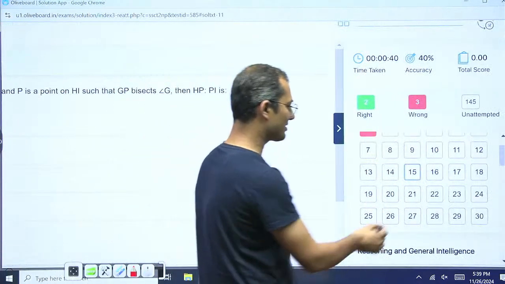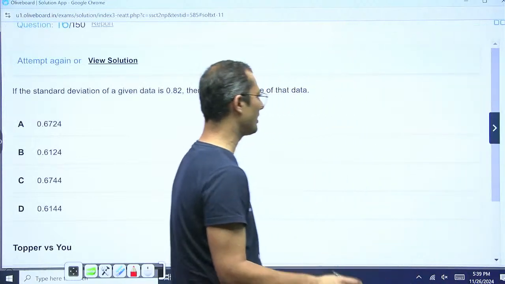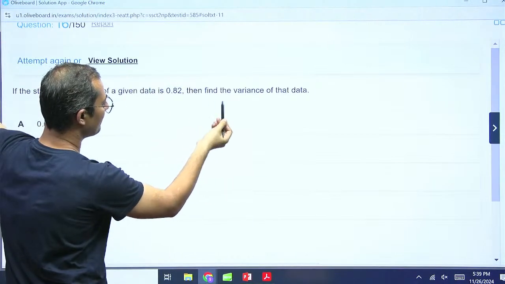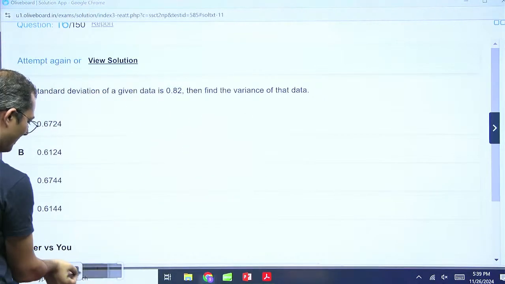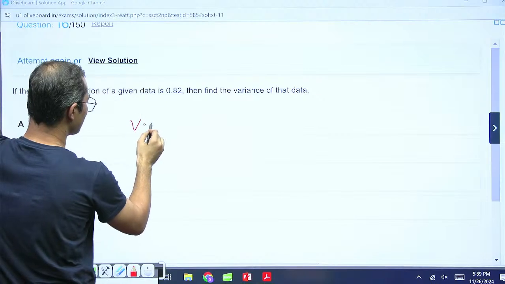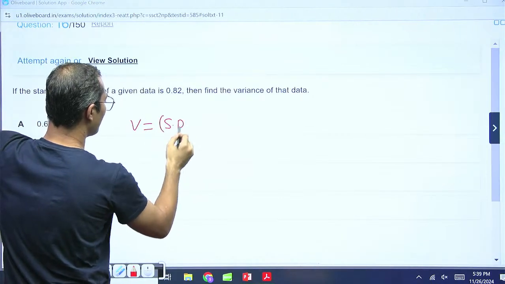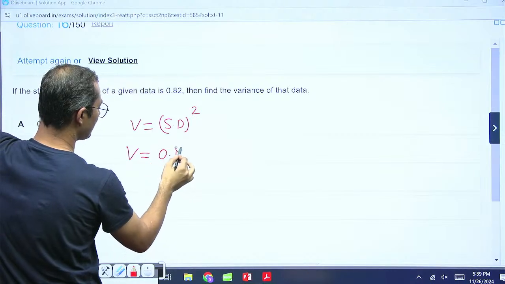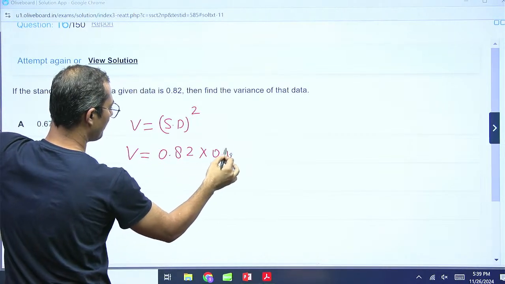If you know the direct result, you can solve it. Otherwise, you wouldn't be able to solve this. See, standard deviation of a given data is this. Then find the variance of the data. So this is very simple. Variance is always given by the square of standard deviation. So we can say that 0.82 into 0.82, right?